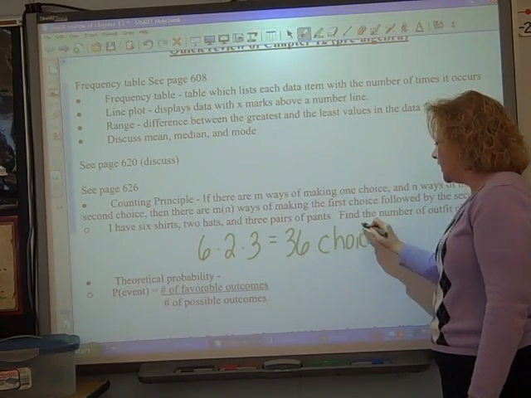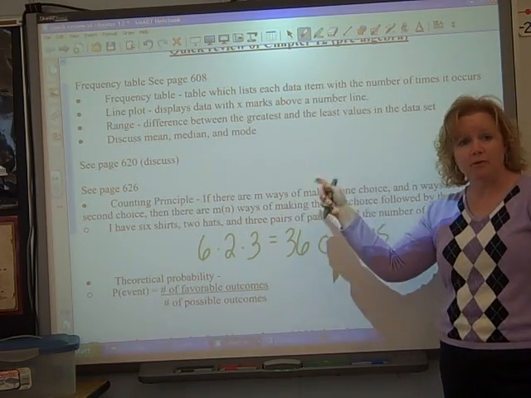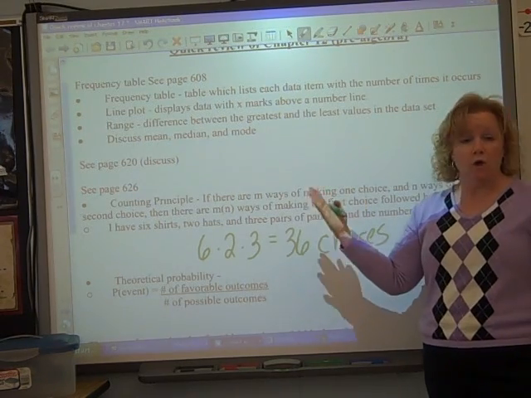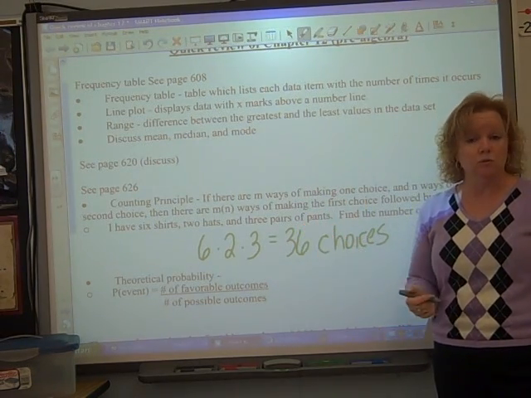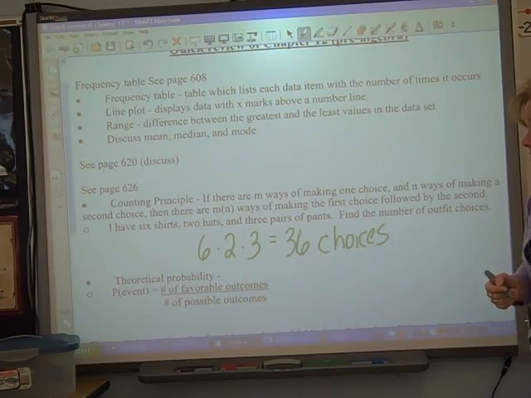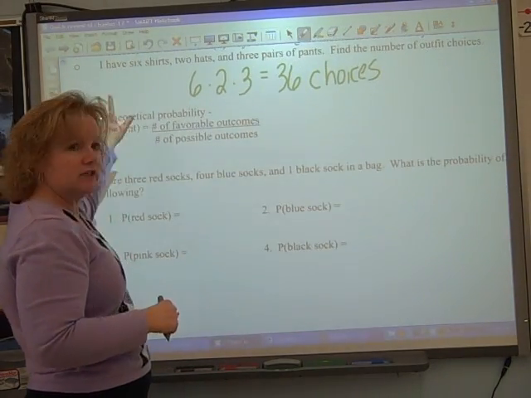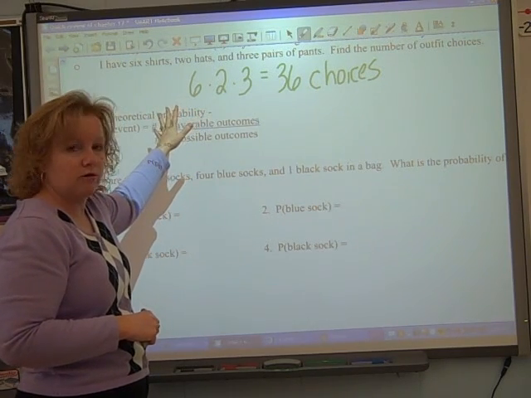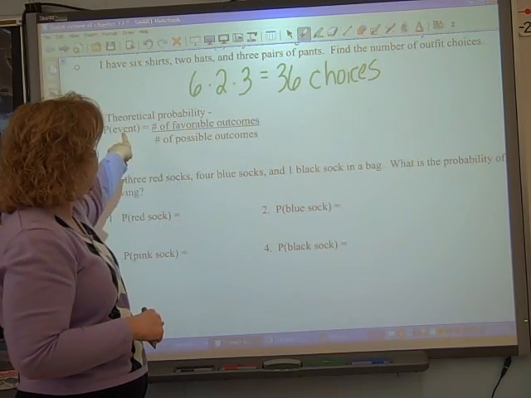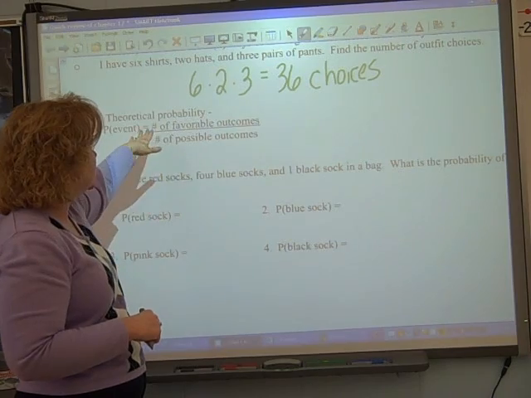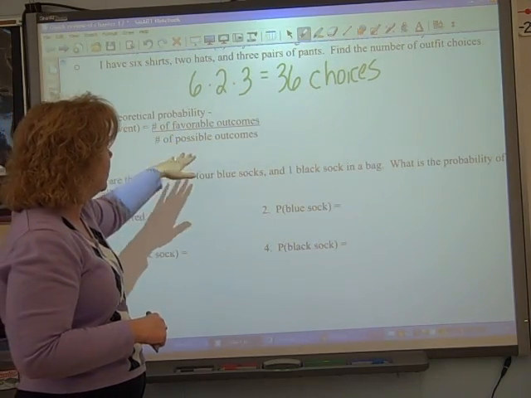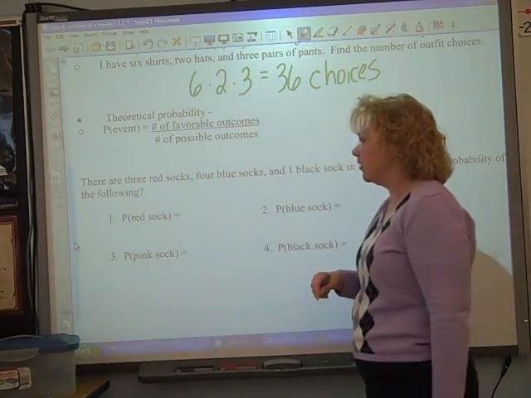Okay? And again, you will probably see that on ISAT. It'll only be one question, but it will probably be on there. Okay? That's the counting principle. So again, all of this should be reviewed from last year, correct? So far? Okay, now, theoretical probability just means the number of favorable outcomes over the number of possible outcomes.